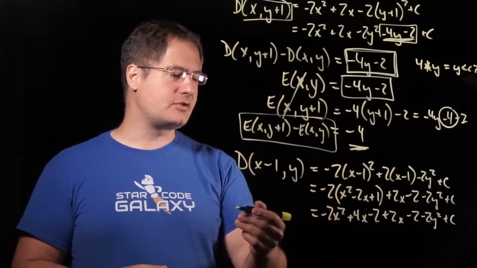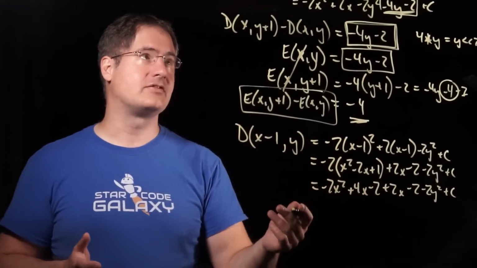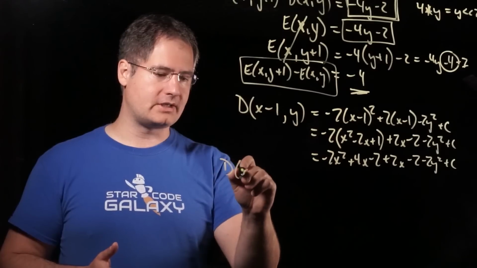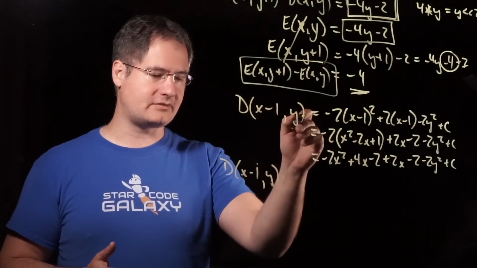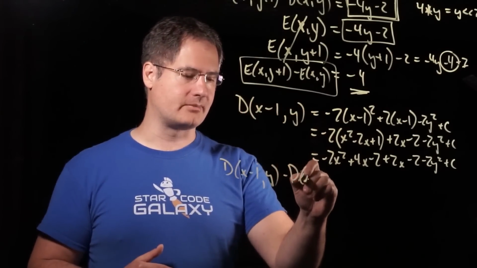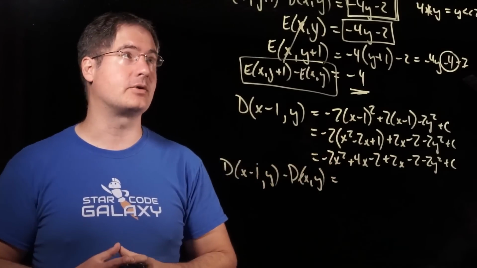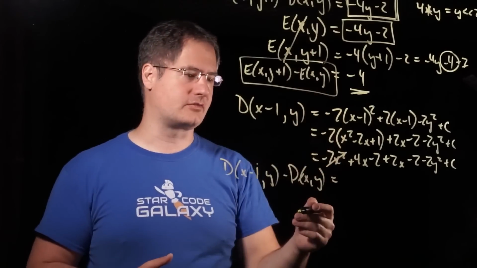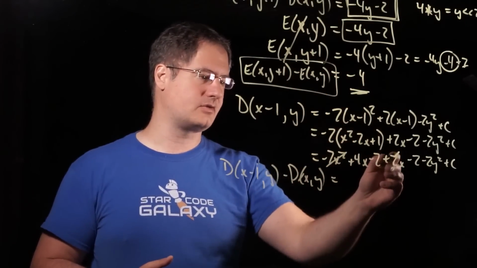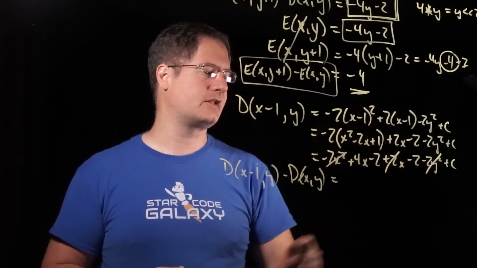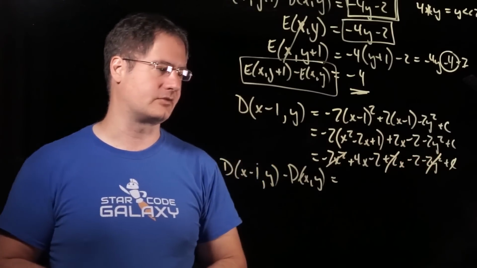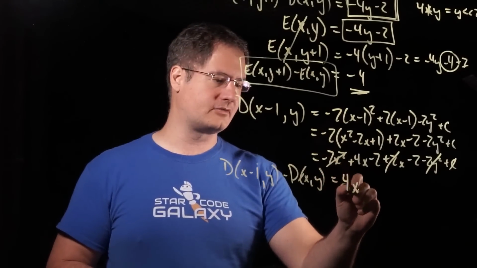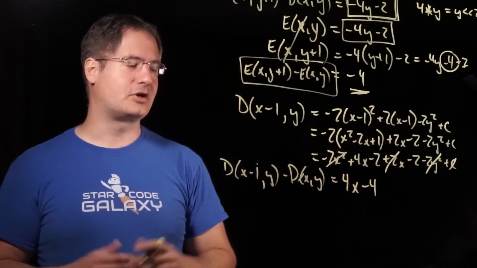So we're going to do the exact same thing. We're going to subtract the original equation from this one, because what we really want to know is what's the delta between where we're going and where we came from, right? That's how we're going to do our step. So the negative 2x squareds cancel because they're the same in both. The plus 2x's cancel, the 2y squareds cancel, and the plus c cancels. And we are just left with, lo and behold, 4x minus 4. Look familiar?